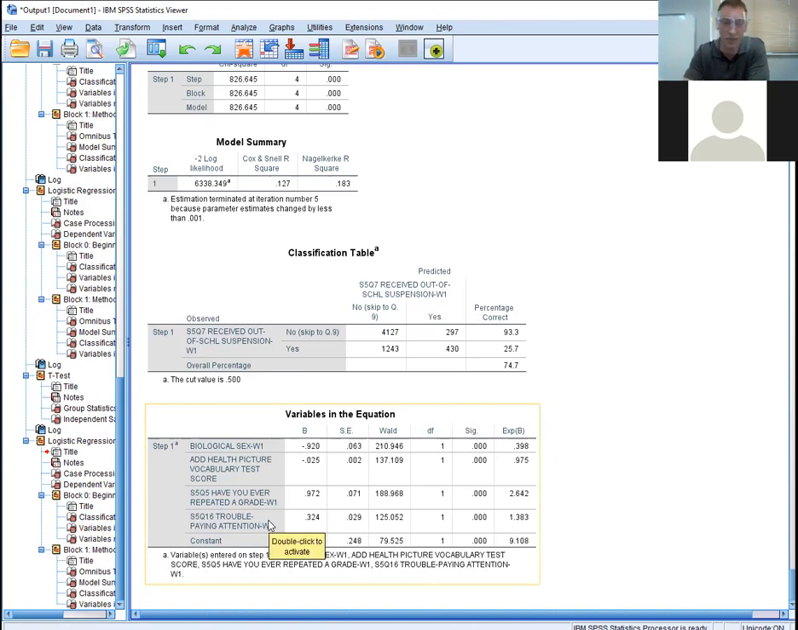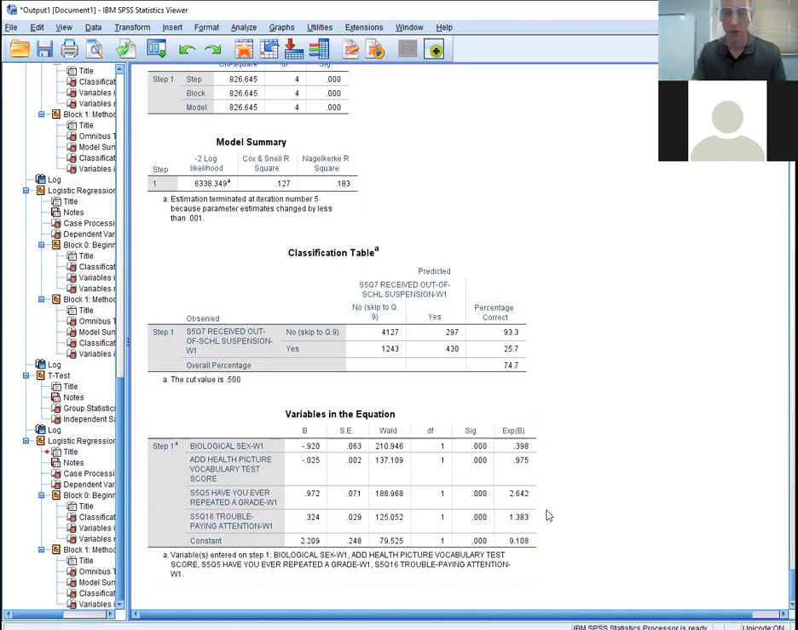Trouble paying attention in school, you interpret that as a more or less ordinal scale. How often do you have trouble paying attention in school? I think it ranges from 1 to 5. Every unit increase in that is the impact on the log odds. But again, we want to interpret that in terms of the impact on the odds, the exponentiated beta. So for every unit increase in having trouble paying attention in school, the odds of being suspended from school go up by about 38.3%.